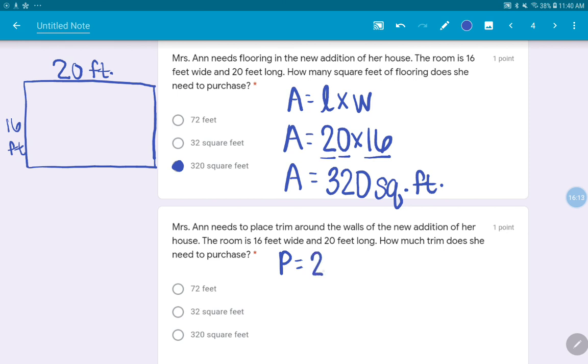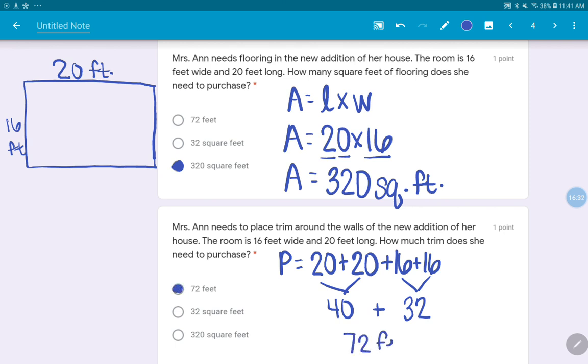20 plus 20 is 40. 16 plus 16. So 20 and 20 y'all said was 40. 16 and 16 is 32. 72 feet. Very good. All right.